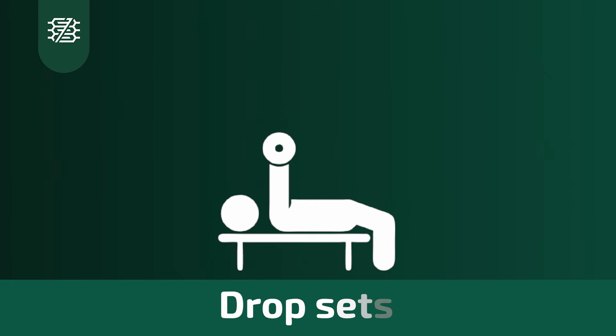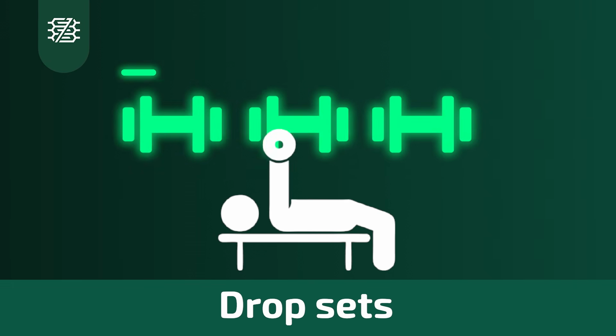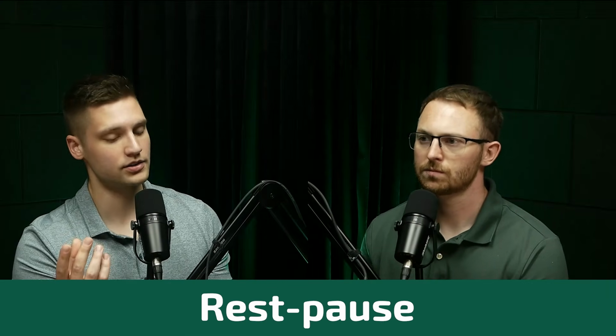The first is drop sets. A drop set would be you get to failure or close to failure with a given load. You drop the load by, say, anywhere from 20 to 60%. You run it back, you go close to failure again, and you might even have multiple drops within there. So you're taking that first set and extending it because you're fatigued, you're dropping the load, and you're continuing to potentially accrue stimulus.